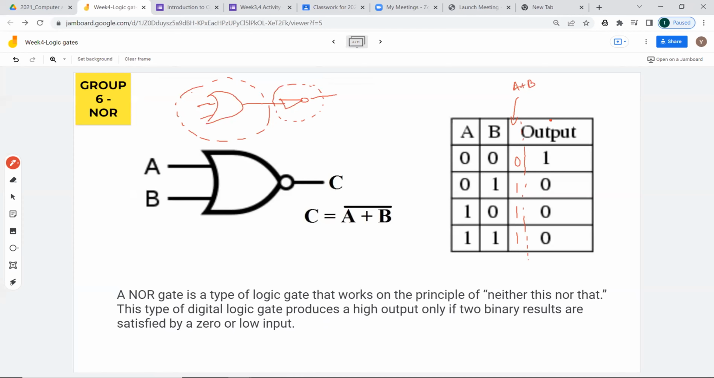But here, when we take the bar, that means when we take NOT of this one, we have to invert whatever output we received for the previous one. So when we have 0, we mark 1. Whenever we have 1, we mark 0, 0, 0. Okay, so that's how this output is received.